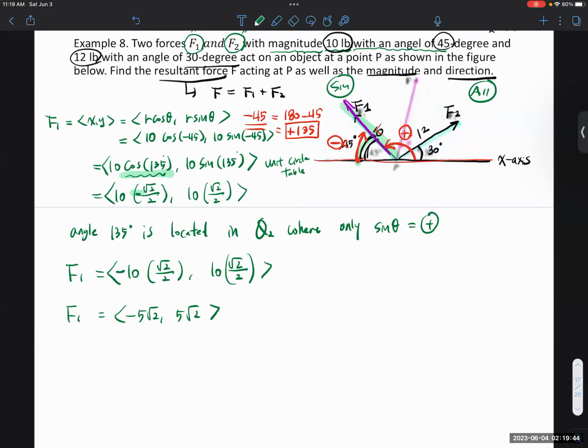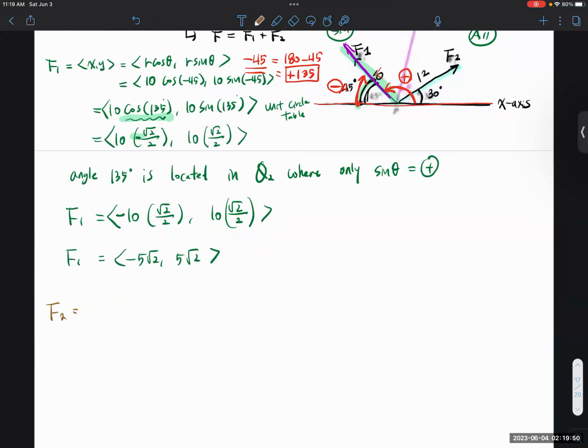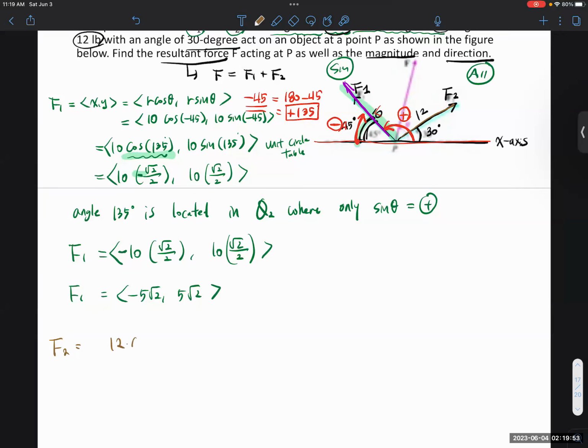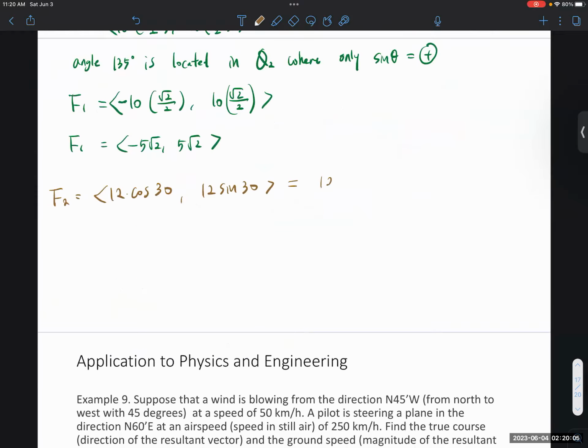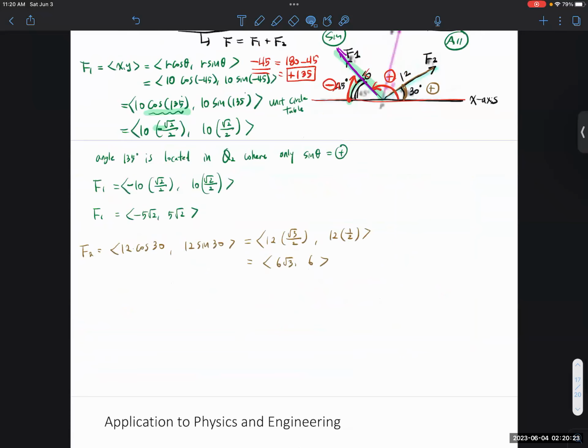We got it. Okay, same thing. We're going to calculate F2. So for F2, we have a radius of 12. 12 times cosine 30. This is no problem, exactly a positive angle. 12 times sine 30. So once you calculate, 12 times cosine 30 is 6 radical 3, comma, 12 times 1 over 2, so that would be 6. So this is the F2 vector. Are you following? So we got F1 and F2. This is your F1, this is your F2.